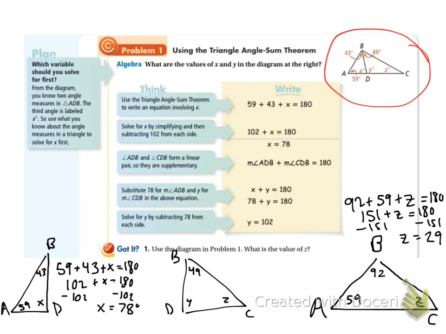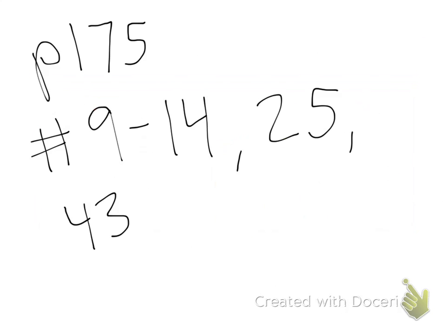Now I can go back to my middle triangle, and instead of Z, I have 29. So now I have 49 plus 29 plus Y equals 180. 49 plus 29 gives me 78. I subtract 78 from both sides, and I get Y equals 102. And there's your homework.